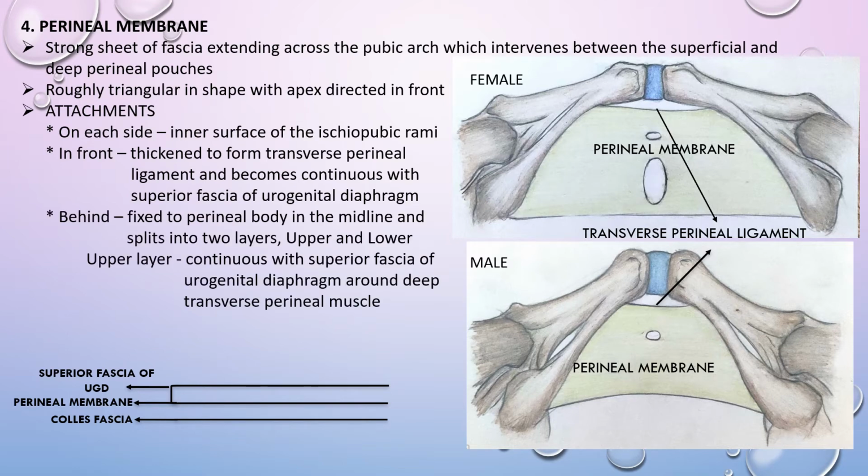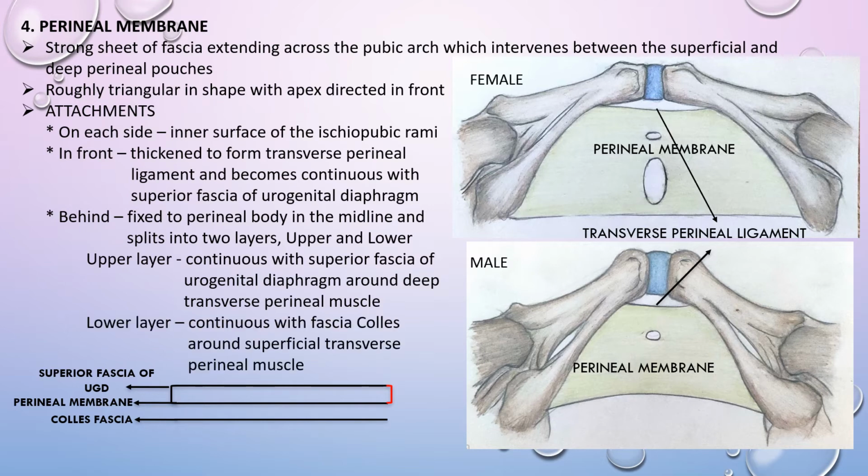Behind, it is fixed to the perineal body in the midline and splits into two layers, upper and lower. The upper layer is continuous with the superior fascia of the urogenital diaphragm around the deep transverse perineal muscle. The lower layer becomes continuous with the posterior margin of the Colles fascia around the superficial transverse perineal muscle.